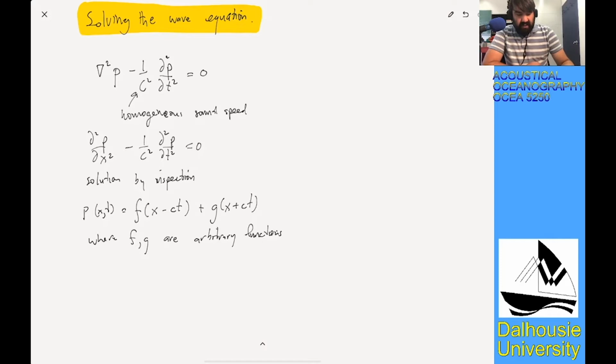And essentially, it's easy to see what these two functions are, right? They're traveling in two directions, in the positive, and negative direction, and they're not changing shape at all.